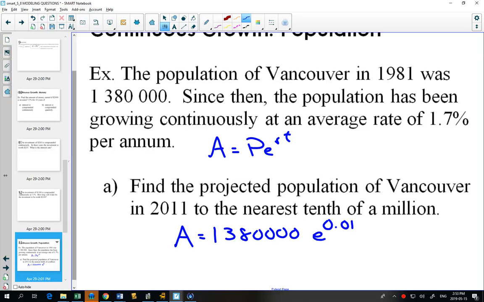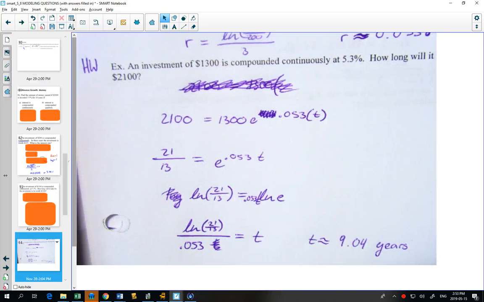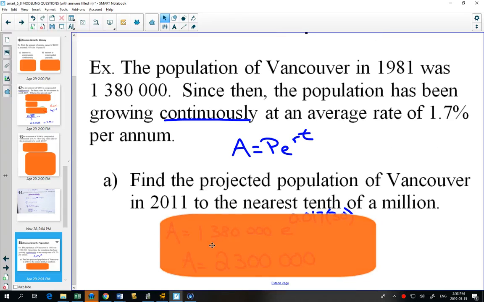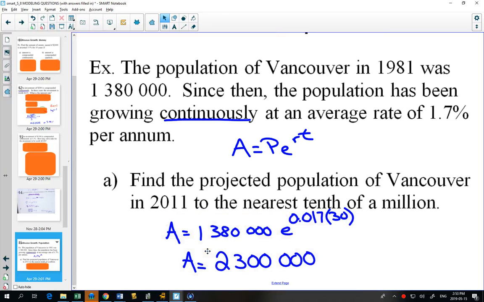The rate is 0.017, and how many years will it be in 2011? 30 years later. We can type this into our calculator exactly as we see it. And boom, to the nearest tenth of a million would be 2.3 million.